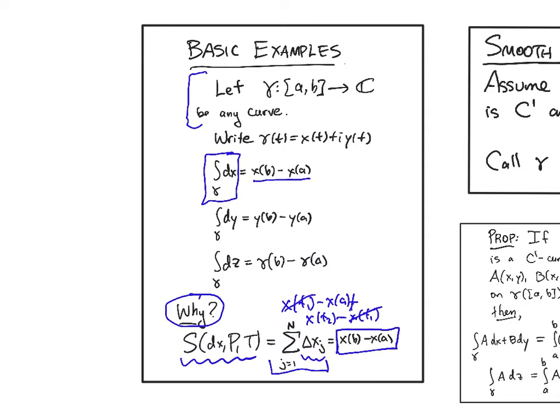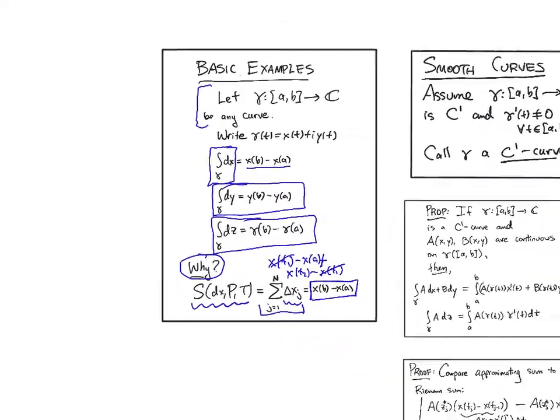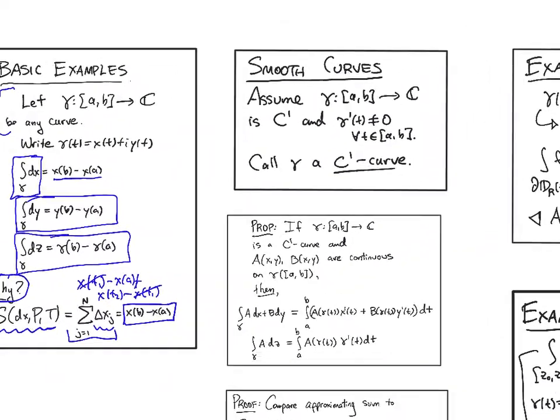And so for all of our approximations and all of our taggings, there's no function, so the tagging doesn't matter. We always just get the change in the x values. Similarly, for dy, you get the change in the y values, and integrating dz, we just get the change in the values of gamma. Okay, well, this just shows the curve doesn't necessarily need any smoothness, but most often it will have smoothness in the examples we're interested in.